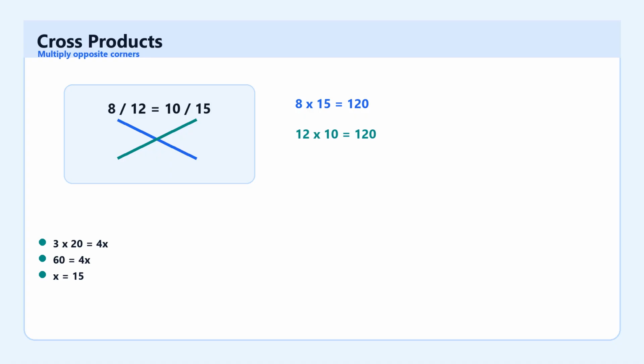Cross products are not magic. They work because multiplying by both denominators clears the fractions. The shortcut is useful, but the labels are still the steering system.